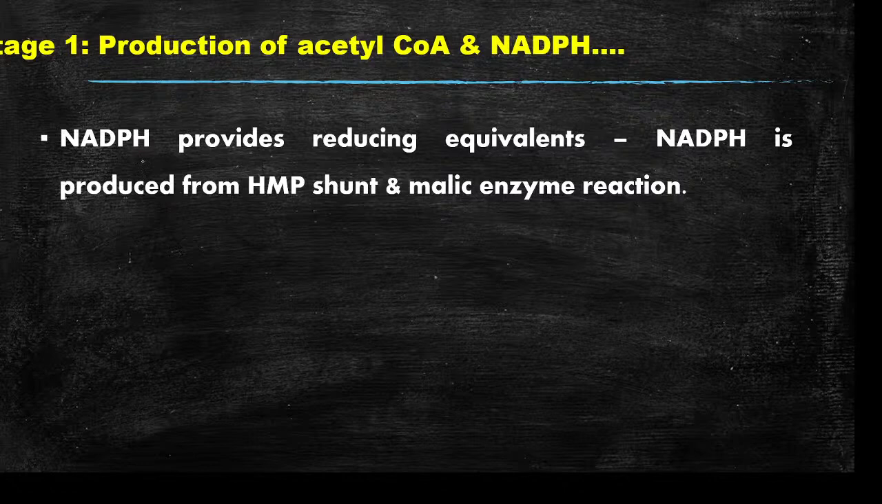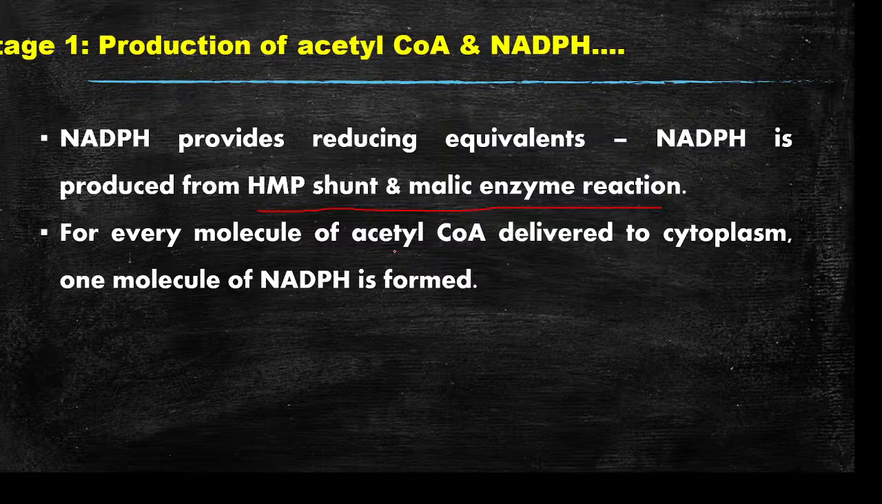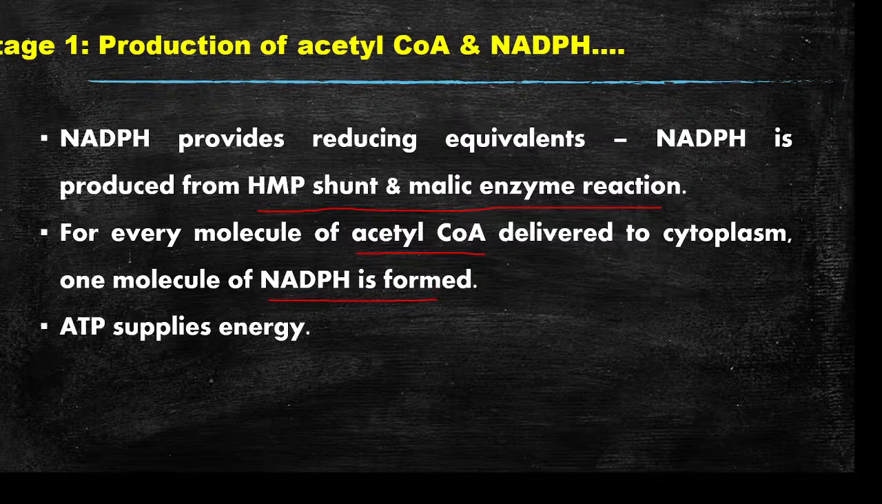NADPH provides the reducing equivalents, and it is produced from the HMP shunt and malic enzyme reaction. For every molecule of acetyl-CoA transferred from mitochondria to cytoplasm, one molecule of NADPH is formed. Here the malic enzyme reaction occurs, which we will look into. And the source of energy for this production of acetyl-CoA is ATP.